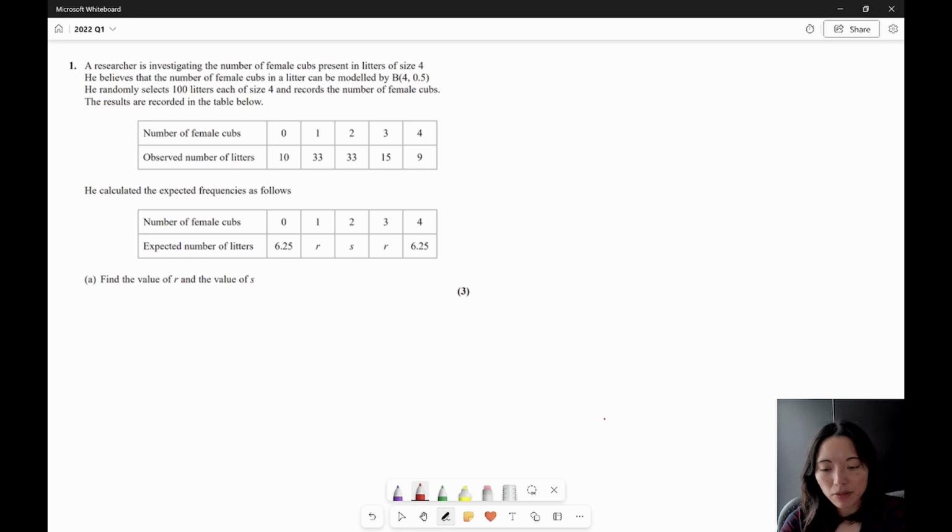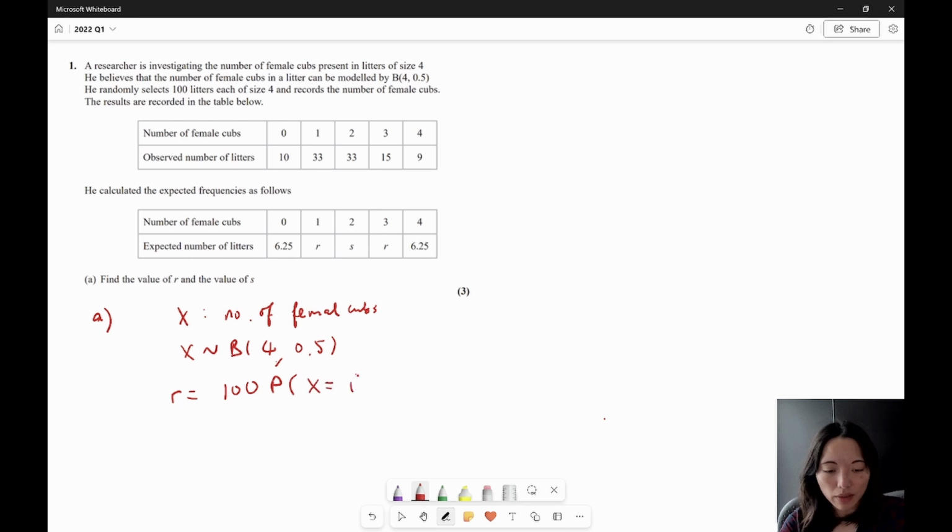This is the first question in the paper, so normally it's quite straightforward, and it is. Part A is simply asking us to find the expected frequency out of 100 litters, where X is the number of female cubs. It's assumed to have binomial distribution with parameters 4 and 0.5. So R is simply 100 times the probability that X equals 1. And by symmetry, it's exactly the same as the expected frequency when X equals 3.